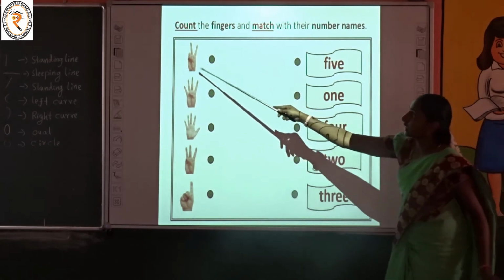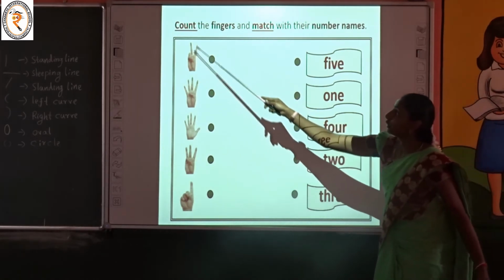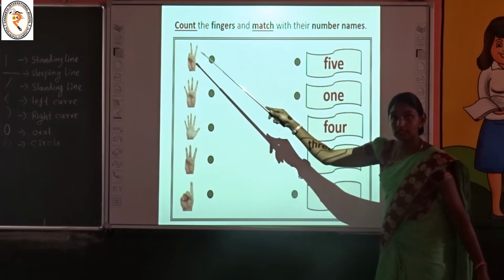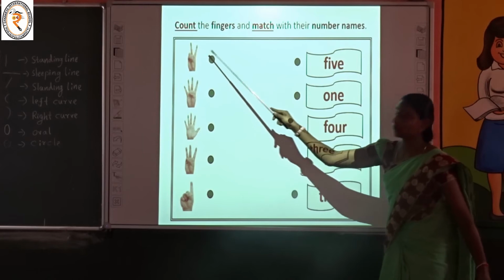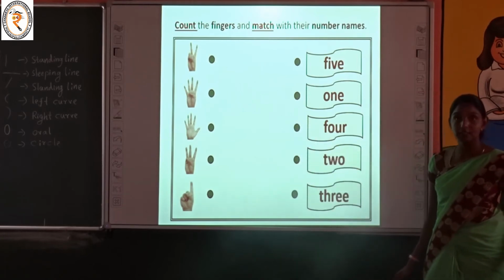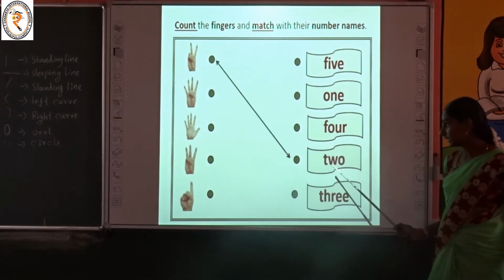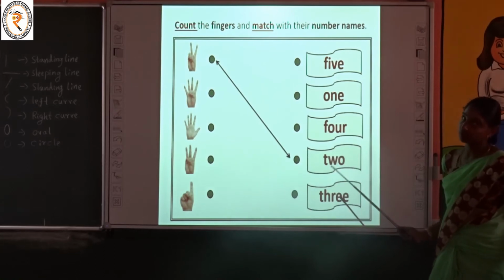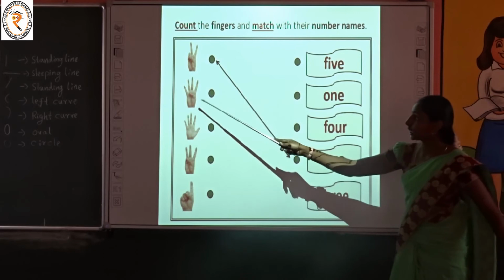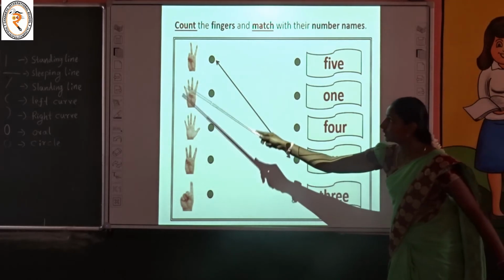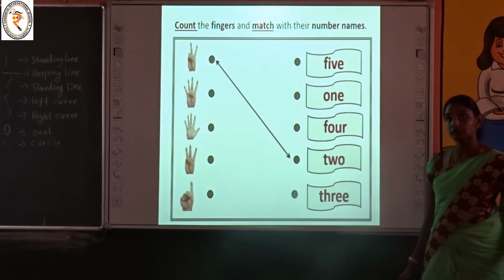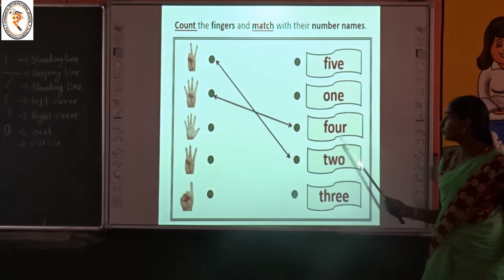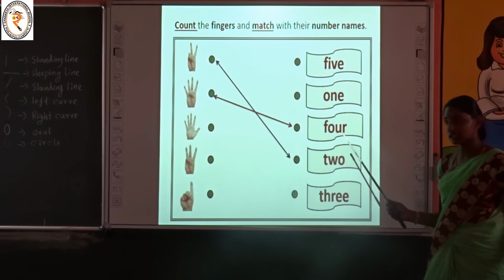See the first hand. How many fingers, children? 1 and 2. Can you see it clearly? See the first hand. How many fingers? 1, 2. Can you find and spell the number name 2? Yes, here the number name 2. T-W-O, 2. Very good, children. See the second one. How many fingers? 1, 2, 3, 4. Can you spell the number name 4? F-O-U-R, 4. You are matching it correctly.